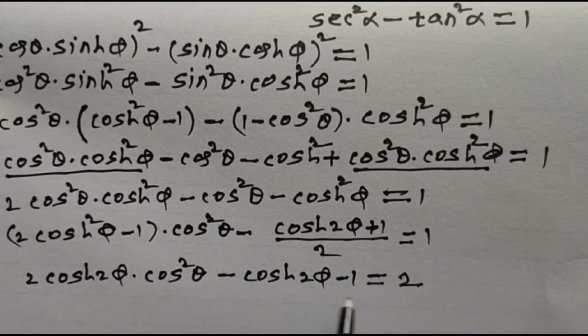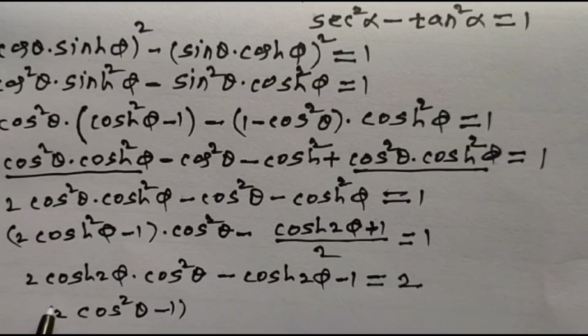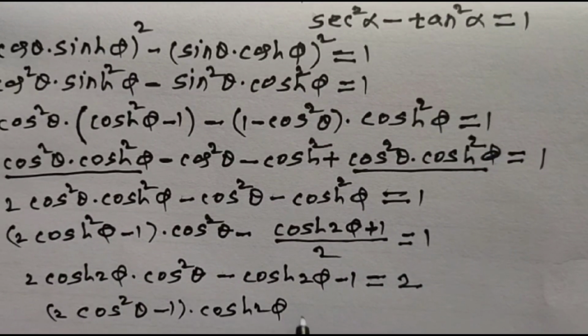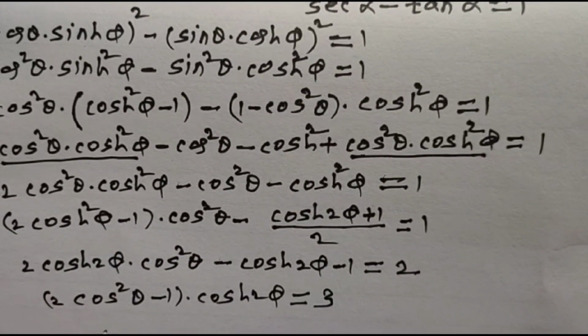Take this minus 1 on this side and take cosh 2φ common from these two terms. So (2cos²θ − 1) cosh 2φ = 2, and this one taken on this side becomes 3. Now 2cos²θ − 1 is what? cos 2θ. Hence we can write cos 2θ cosh 2φ = 3.